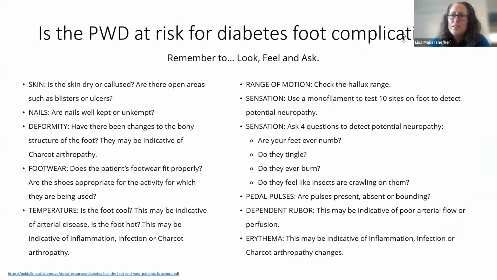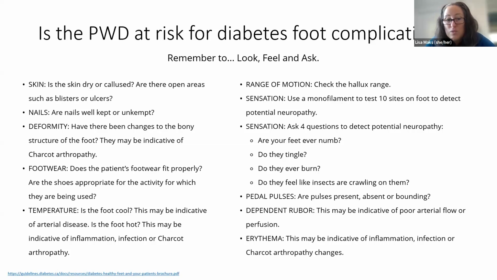So we've got some guides here on how to take a look at the foot. So the skin, is it dry or calloused, blisters, ulcers? Are the nails kept or are they in rough shape? Are they getting thickened? Who's doing their nails? Is there a deformity that could be an indication of Charcot arthropathy? Footwear, are they coming in sandals in the winter because they can't fit into a regular shoe? Does the footwear fit properly, or are they going 2 sizes up because their foot's swollen?